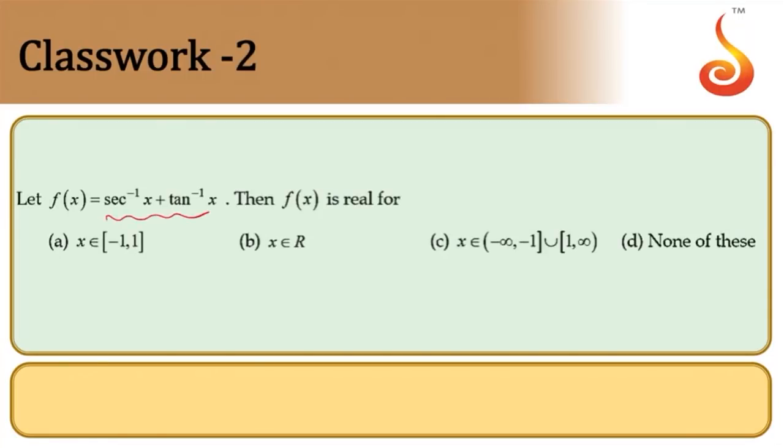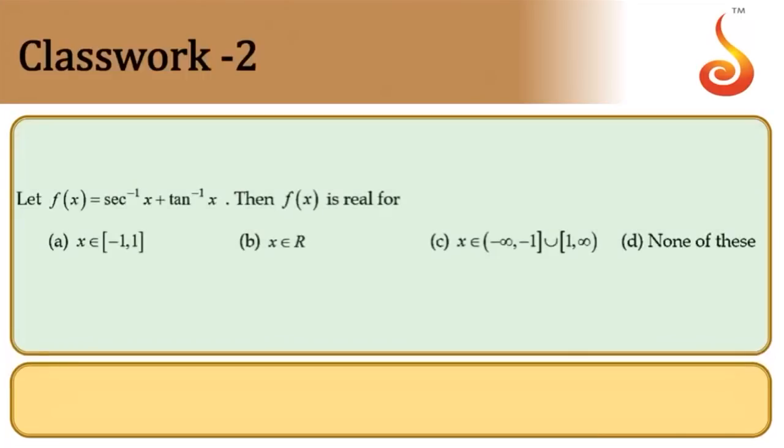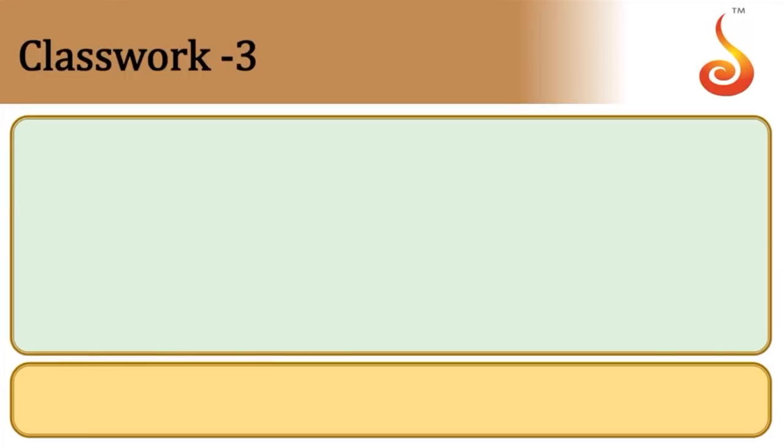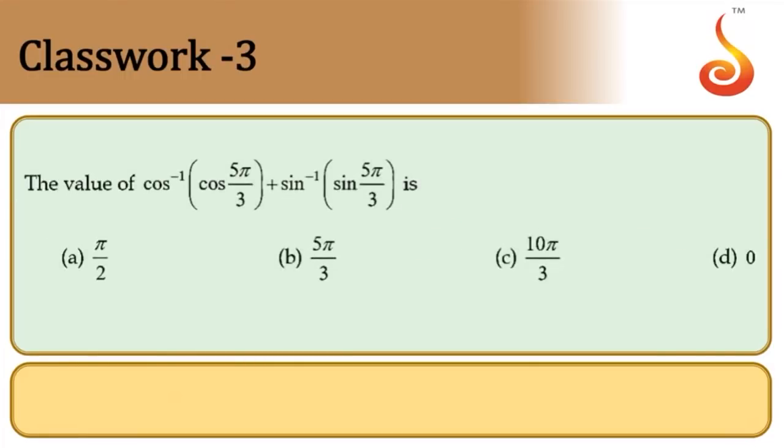Second one, secant inverse x plus tan inverse x. When you take up the combination of any two functions, we have to take up the combined domain. We know the secant inverse x domain is mod x greater than or equal to 1. The tan inverse x domain is nothing but capital R. The combined solution is nothing but actually the C. So x cannot lie between -1 and +1. So the answer for this problem is C.